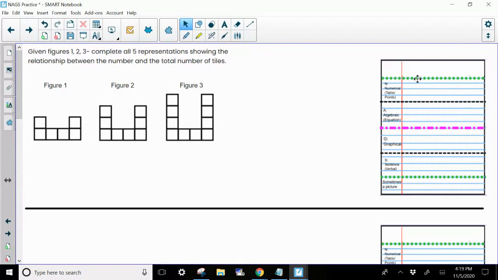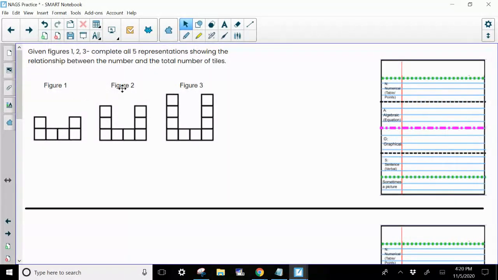So remember, if you need to pause your video at this time, make sure that you have your paper organized in this manner. You have your N, your A, your G, your S, sometimes a picture. Remember, this is going to be a good review so you can do a retake for your assessment. So we have figure 1, 2, and 3.